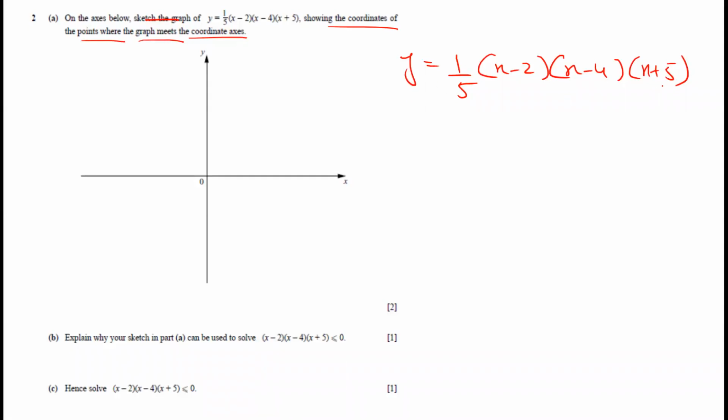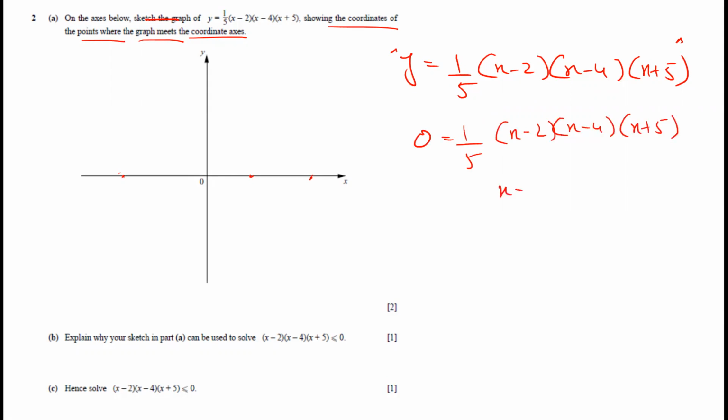Now we have this equation over here. Just try to absorb this equation and answer this question: what will be your x-intercept? So where is the graph going to intercept the x-axis? This is the point where your y would be 0. So 0 equals 1/5 (x minus 2)(x minus 4)(x plus 5).